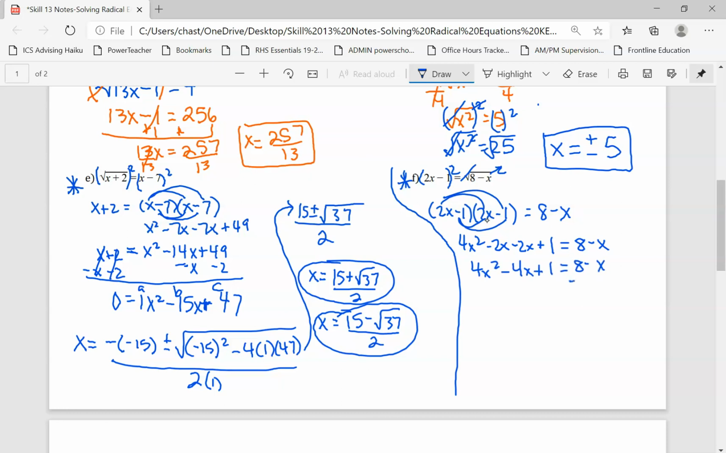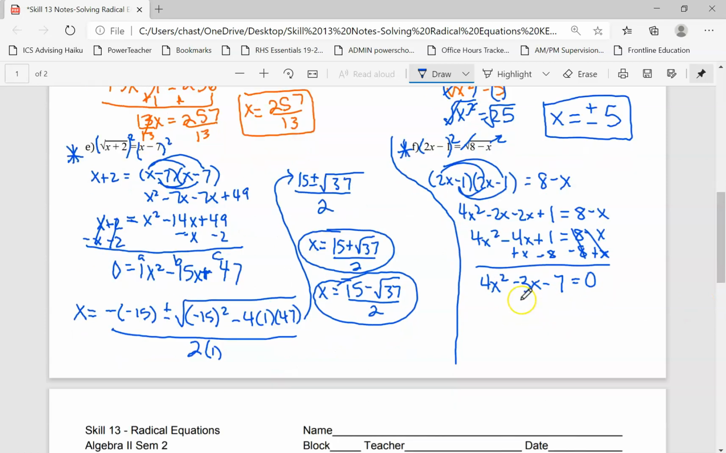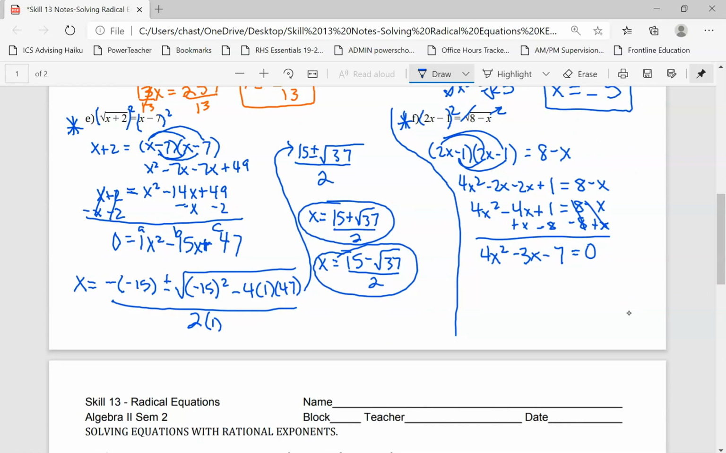I have to zero out this side. So we get 4x squared minus 3x minus 7 equals 0. Let's see, I need to find two numbers that multiply to a times c, so negative 28, but add to negative 3. So that's going to be negative 7 and 4. So we get 4x squared minus 7x plus 4x minus 7 equals 0.